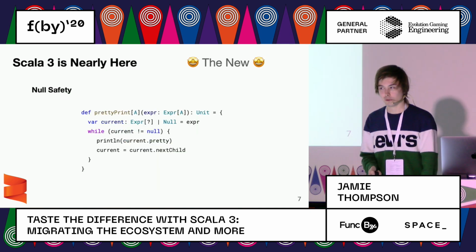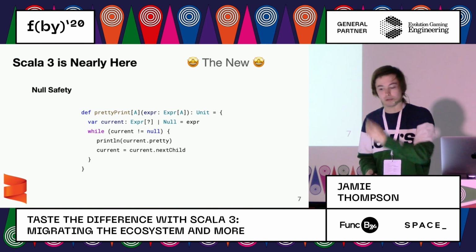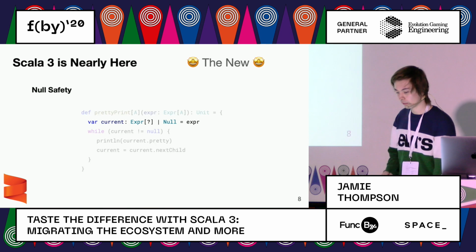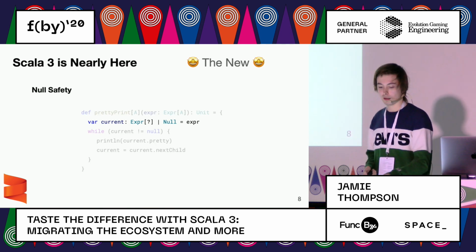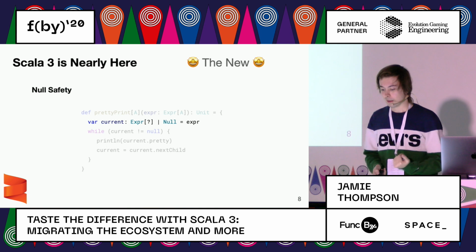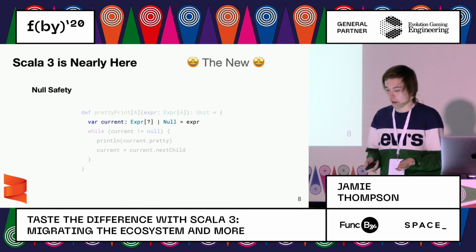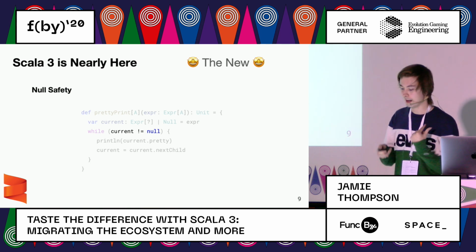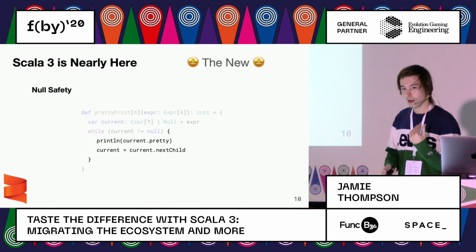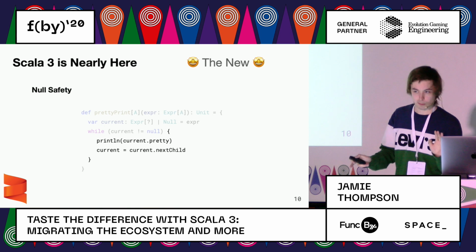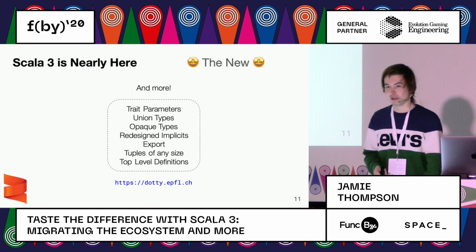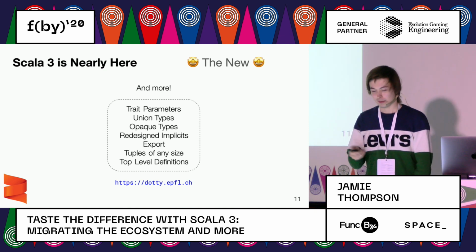And a big new feature that recently was added is null safety. So if we look at this code to pretty print some recursive data structure, if we look at the current line highlighted, this is a nullable value that we can't use because it could be null. And then we test in this loop that it is not null. And now inside the body of the loop, we can use current safely and call methods without ever fearing a null pointer exception. Very nice. Okay, so there's plenty more new features that you can find on the Dotty website listed below.